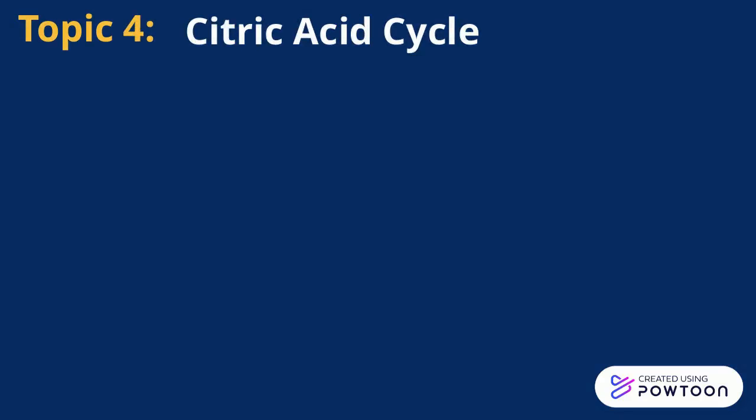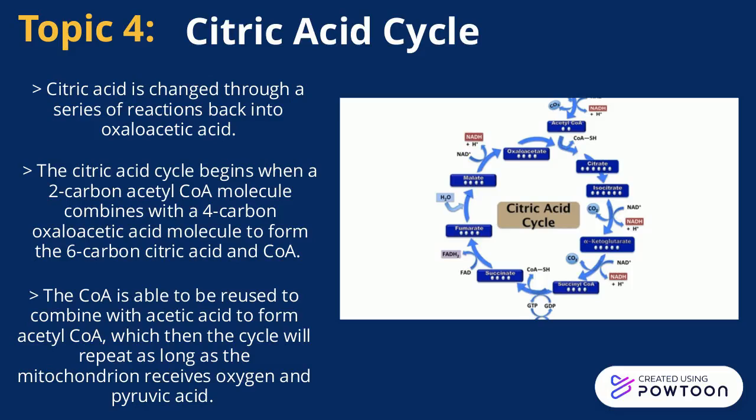This slide is going to be going over the citric acid cycle. It begins when a 2-carbon molecule combines with a 4-carbon molecule to create the 6-carbon citric acid molecule. It is then able to be reused and combined within the cycle, and it will repeat as long as the mitochondrion receives oxygen and pyruvic acid.